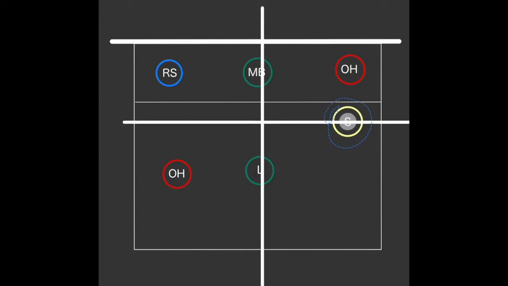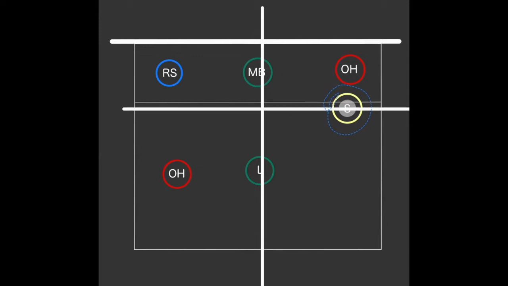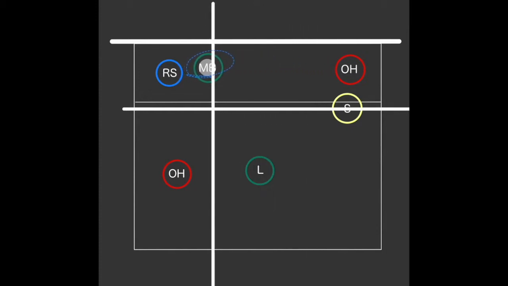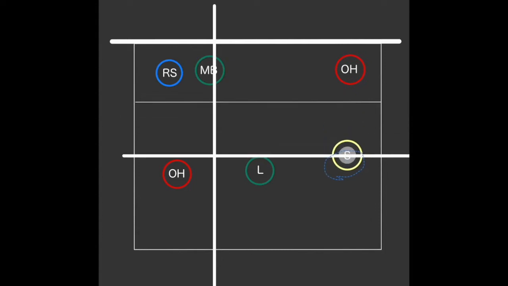As the setter moves around, the outside's box gets smaller. The same with this middle blocker. If they move, box gets smaller or bigger. Keep in mind that the things that this outside is worried about are a little bit different, in that this outside is worried about the sideline, the right sideline again, but also the net. This outside wants to be closer to the net than the setter.